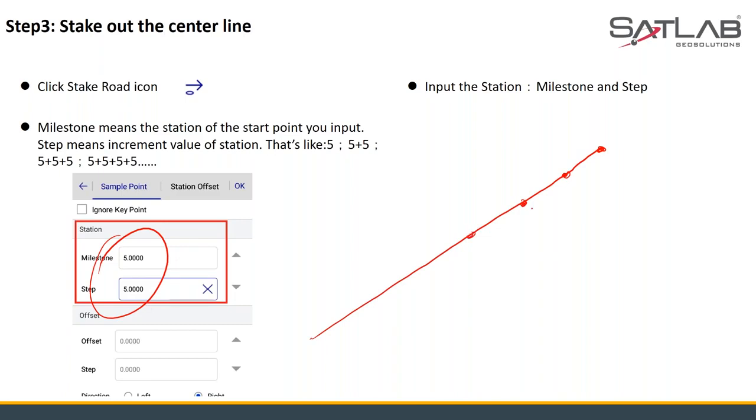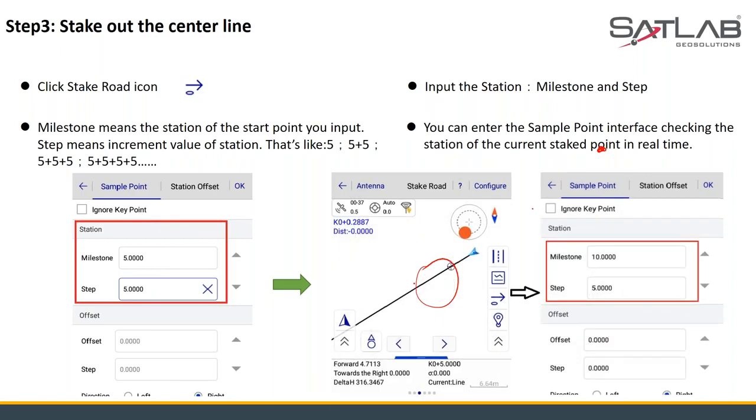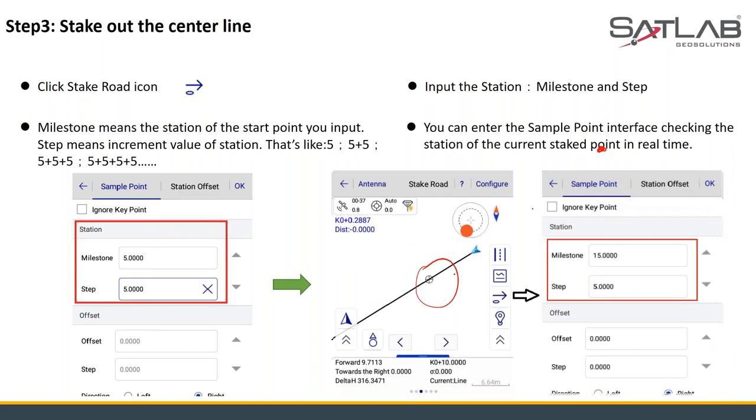I just need to quickly wait for the message. Okay, so this is it. As you can see over here, this milestone is 5. After that, the milestone will be 10, so my point will be here. After that will be 15, my point will be here. And so on. Milestone 20. So first we are just staking out a simple line.